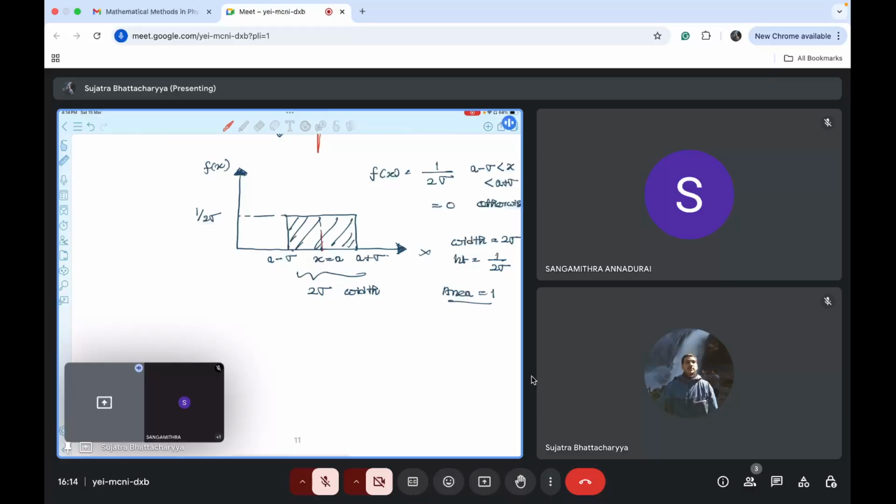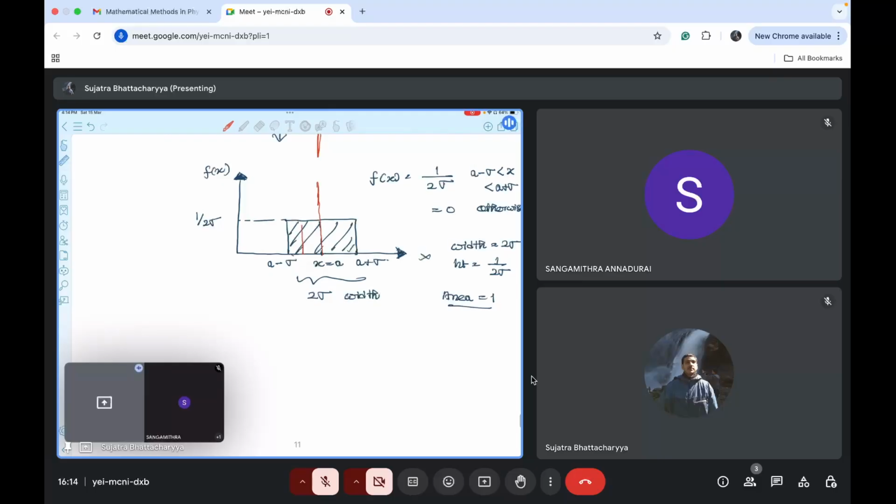So at x is equal to a, now I will reduce the width. If I reduce the width, and I have to keep the area equal to 1, what do I have to do? The height has to be increased like this. The area here will also be equal to 1. The area here is also equal to 1. Further, if you go, it will also be equal to 1.